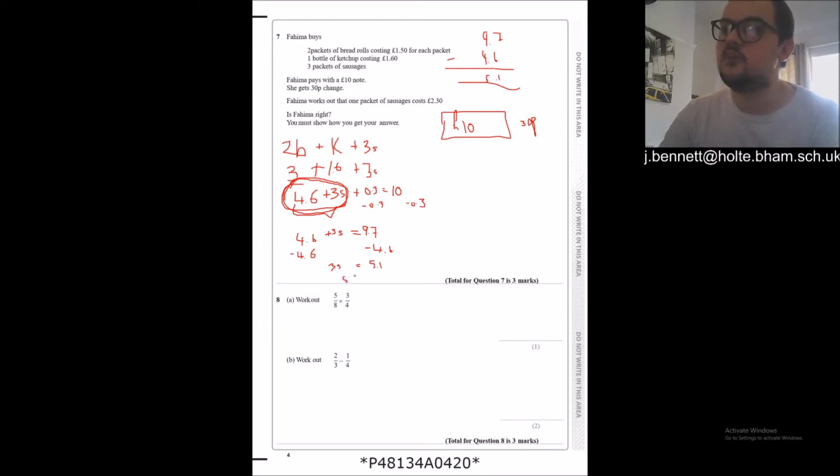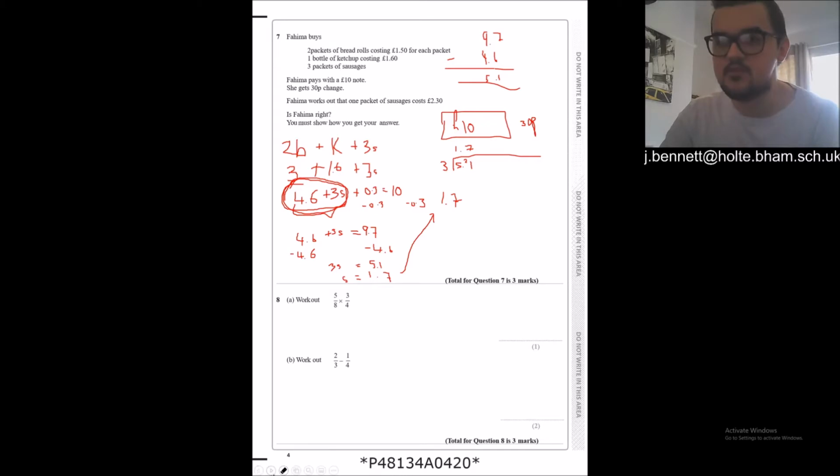Now we just want to solve for s. Remember, we can't use a calculator, so let's just use long division. 5.1. How many 3's go into 5? 1. Remainder 2. How many 3's go into 21? 7. So s is £1.70. We're going to do a little arrow just so you can see that we've gone from this to there. £1.70 does not equal £2.30. Actually, I think I've done that one wrong.